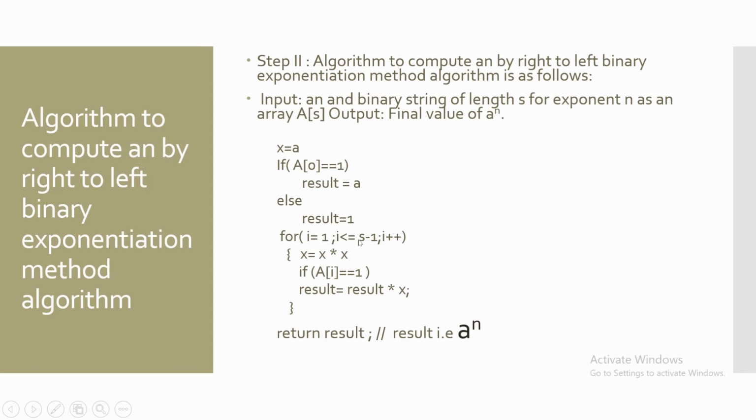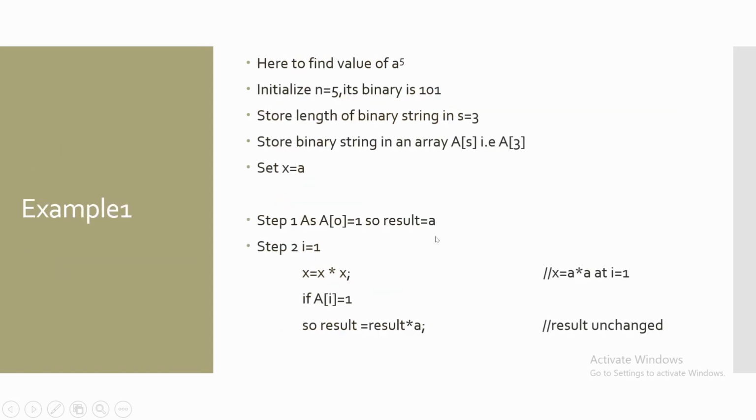Because this is an incrementing loop, you are moving from right to left, so you are increasing from 1 to s minus 1, because the total size is s, so you will move in the binary array from 1 to s minus 1, right? And for each iteration, what you have to compute, you have to compute x, and you have to check the condition. If the value is 1 in the array, then multiply x once more, right? So see here, I have taken the initialization step. A0 is 1 here, so result is a.